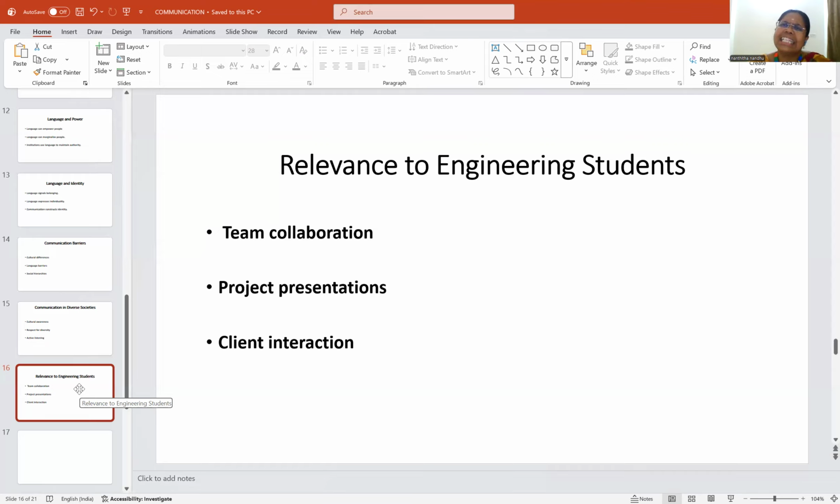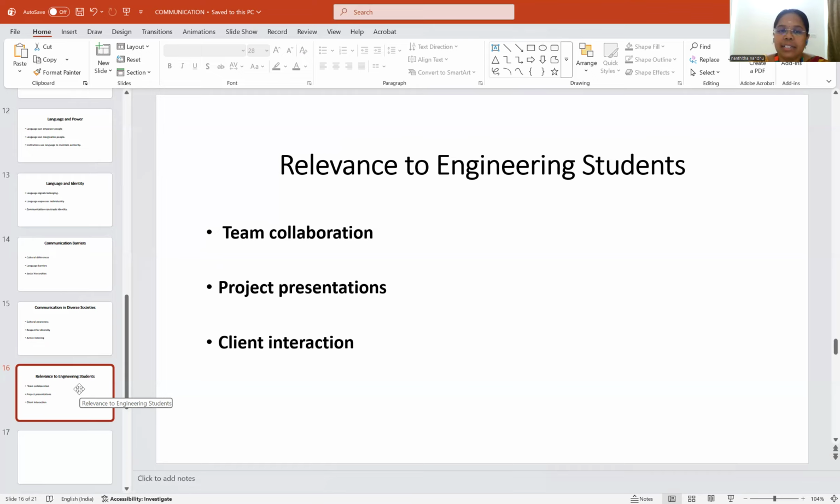Next, what are all the key takeaways you can get from learning all these concepts? Communication competence involves much more than grammar and vocabulary. It is not only about the strength of your structures in the mind. It requires awareness of social context, power relationships, and identity dynamics. Effective communication promotes inclusion, collaboration, and understanding.